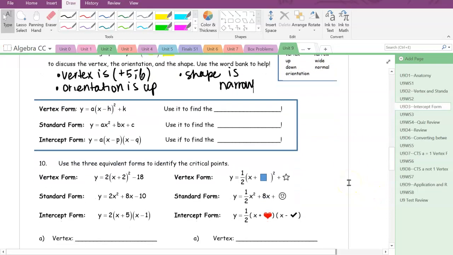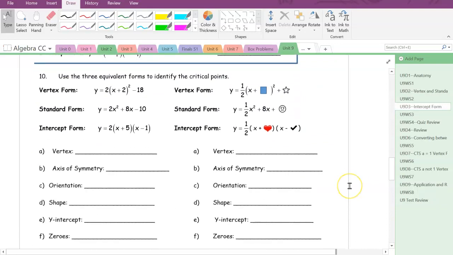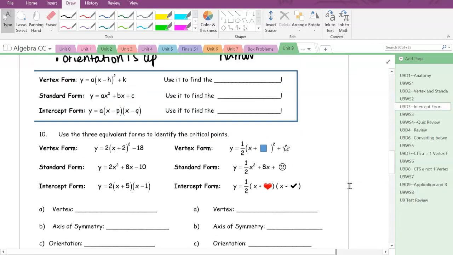All right, so now we're going to see if we can identify our vertex, our axis of symmetry, orientation, shape, y-intercept, and zeros without actually graphing. Remember, the vertex form is helpful to find the vertex. Standard form helps us find the y-intercept. And intercept form, we use it to find the zeros or the x-intercepts.